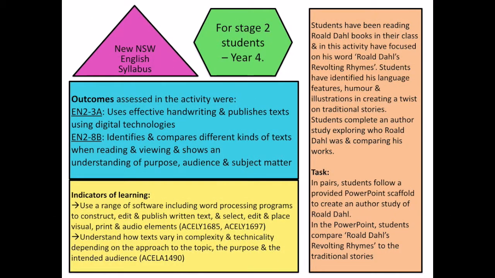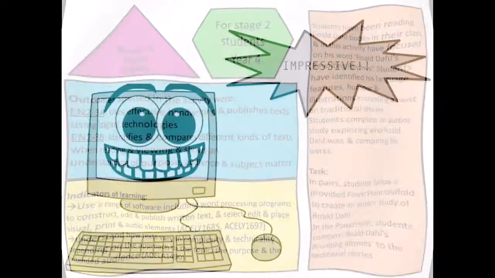This time we're looking at the English outcomes for Stage 2 Year 4, particularly the outcome of publishing text using digital technology and understanding the purpose, audience and subject matter when comparing Roald Dahl's Revolting Rhymes works to the traditional fairy tale stories. By creating a PowerPoint presentation, it made it engaging, which did address the indicators there as well.